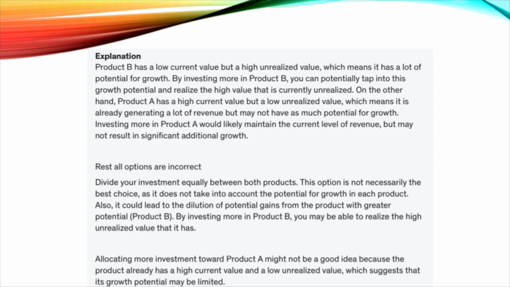Rest all options are incorrect. Divide your investment equally between both products. This option is not necessarily the best choice, as it does not take into account the potential for growth in each product. Also, it could lead to the dilution of potential gains from the product with greater potential, Product B. By investing more in Product B, you may be able to realize the high unrealized value that it has. Allocating more investment toward Product A might not be a good idea because the product already has a high current value and a low unrealized value, which suggests that its growth potential may be limited.